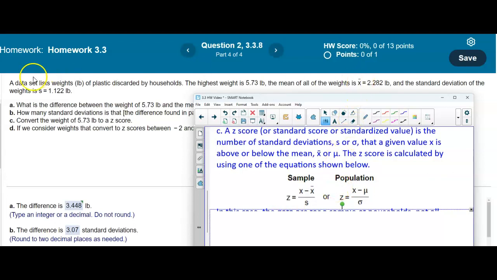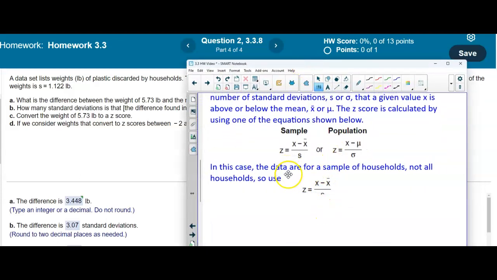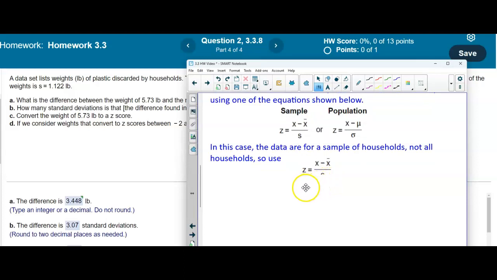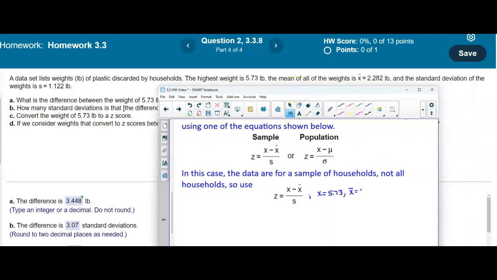Well, since we're given the sample mean and the sample standard deviation, we would say that in this case, the data are for a sample of households, not all households. So we're going to use the following formula. So we just need to identify what we need to plug in. We know that x represents our data value, and our data value is 5.73 pounds. We also know that the sample mean from our problem is 2.282. And then we also know that the standard deviation is 1.122.